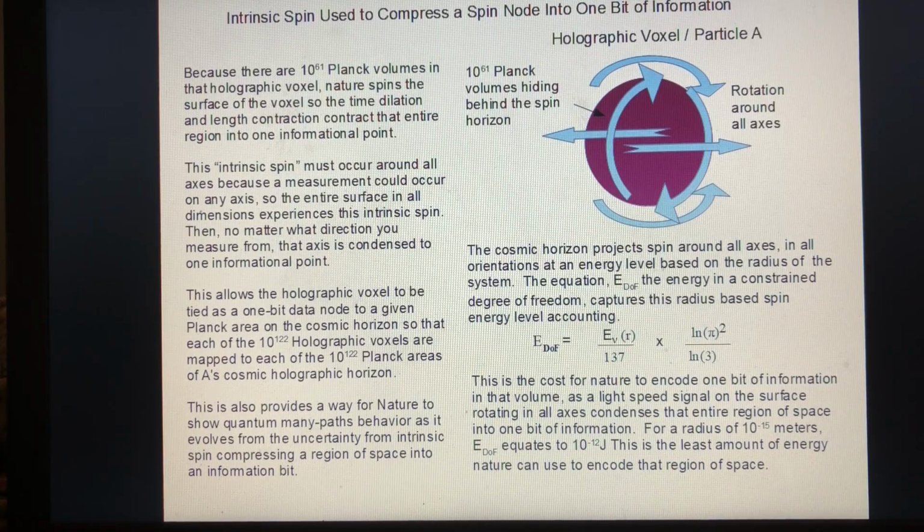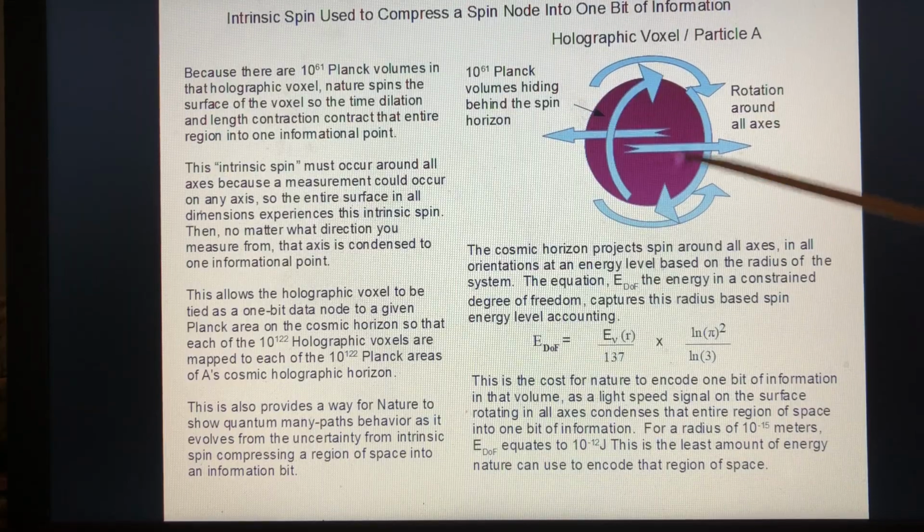So this is the cost for nature to encode 1 bit of information in that volume. As a light speed signal on the surface rotating in all axes condenses that entire region of space into 1 bit of information. For a radius of 10 to the negative 15 meters, EDOF equates to 10 to the negative 12 joules. This is the least amount of energy nature can use to encode that region of space.